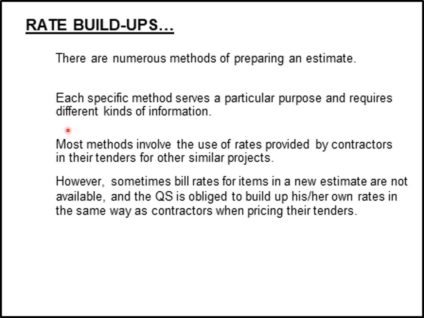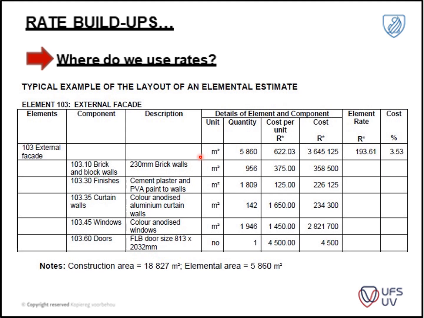But most methods involve the use of rates provided by contractors and their tenders for their similar projects. So you take your BOQ rates and you transform or translate that into the correct unit. However, sometimes the bill rates for items in a new estimate are not available, and the QS is obliged to build up his own rates. So, the main thing is here's the example of what it will look like.